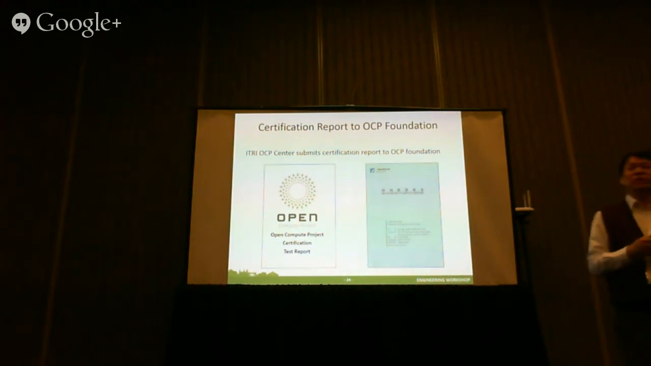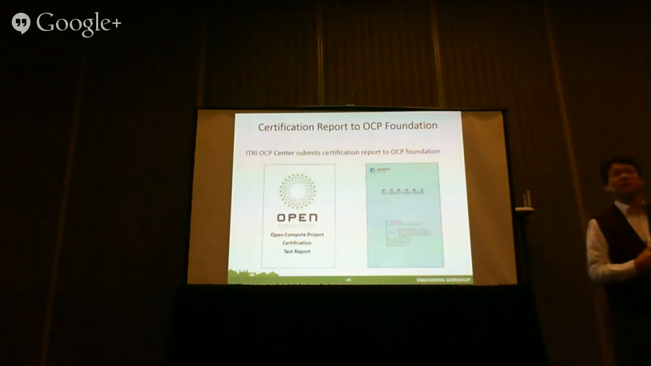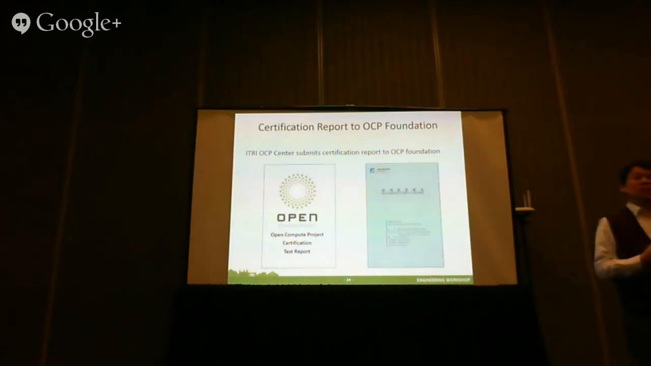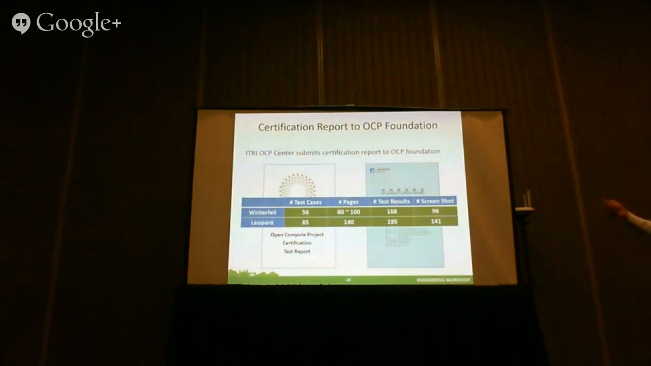And according to the ISO 17021, the test lab and certificate issuer should not be the same entity, to ensure there's no bias happening. So the OCP test lab performs the test and generates reports, and OCP Foundation issues the certificate. Currently, just for your information, we have Winterfair and Record, with 56 and 65 test cases respectively.